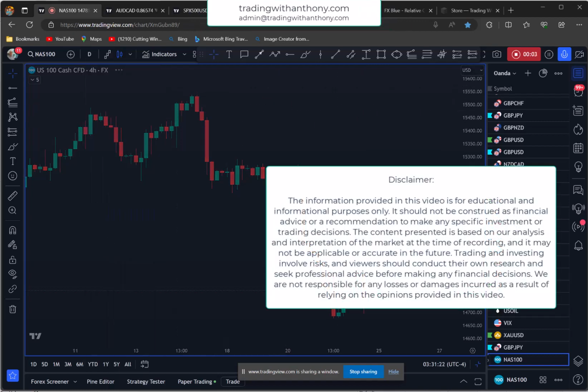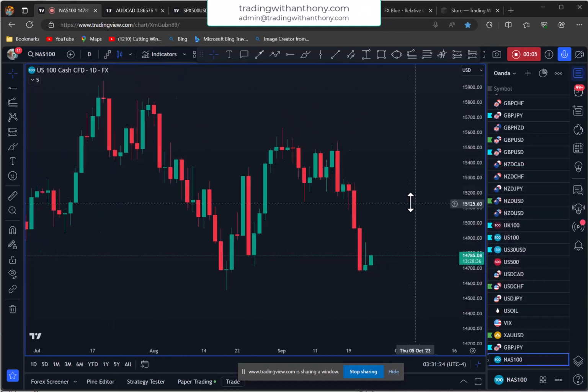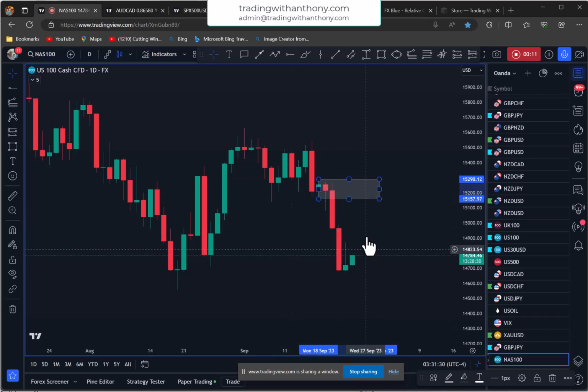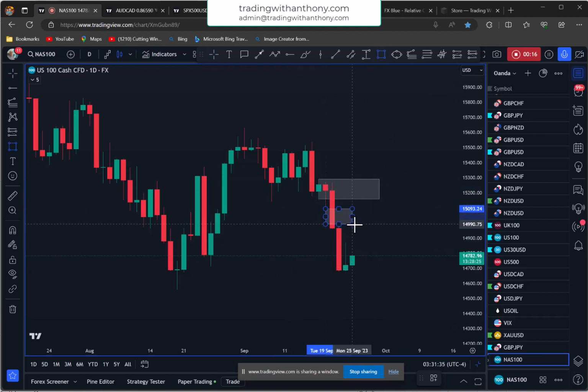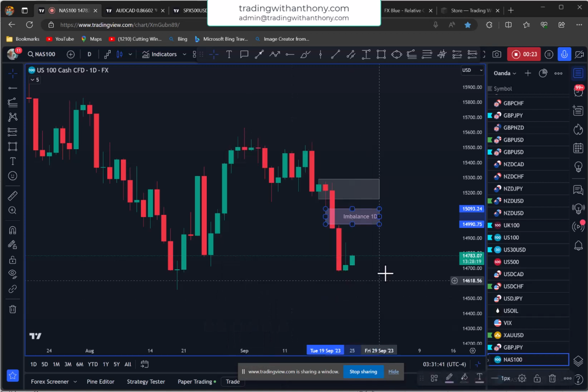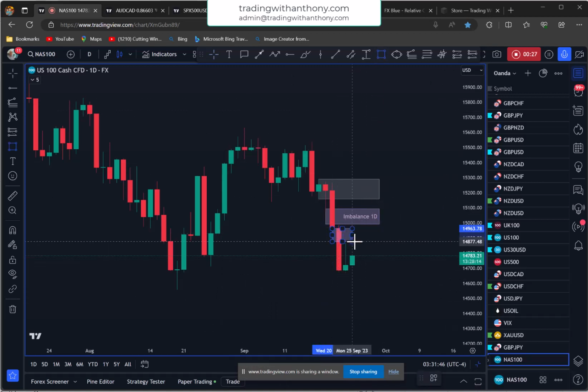We're looking at the NAS100. It's fairly overextended. We've got a distribution range up in here on the daily, and we have this bearish imbalance resting through here. Let's take that, mark it up, imbalance on the daily, and we have this thin candle here. Look at the candle left, candle right, imbalance daily.